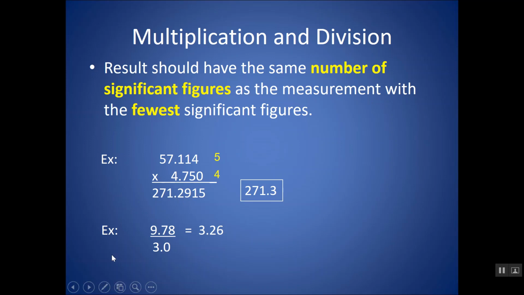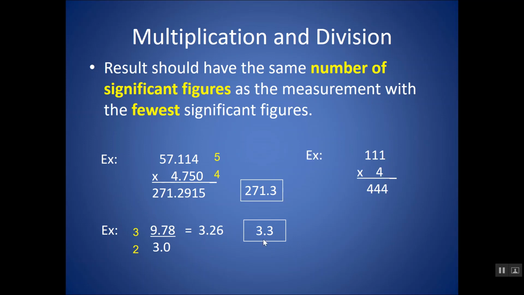Let's look at another example. These two numbers are divided, and this is what your calculator would spit out. So how many sig figs should I keep? Well, the first number has 3 and the second has 2, so my answer should keep 2. So I want to round my answer to 3.3, which now has 2 sig figs.